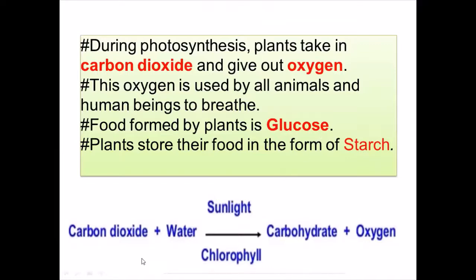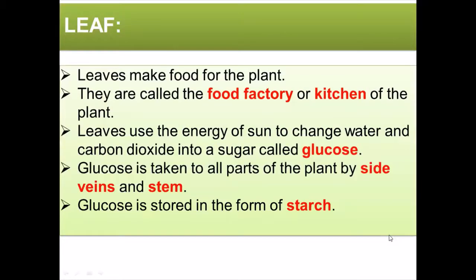And this is the equation of photosynthesis. That is carbon dioxide plus water, in presence of sunlight and chlorophyll, will form carbohydrate. Which carbohydrate is it? Glucose. Just remember glucose here. Plus oxygen. Clear?